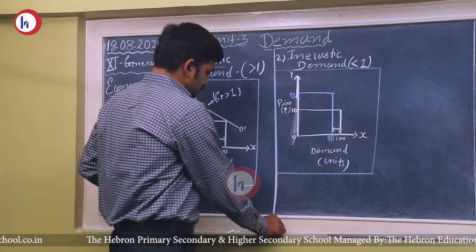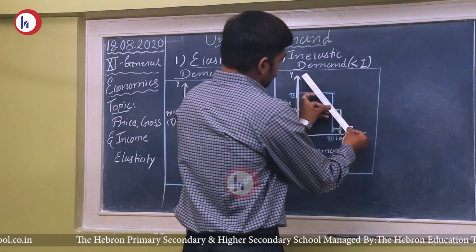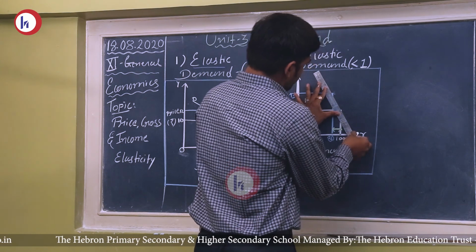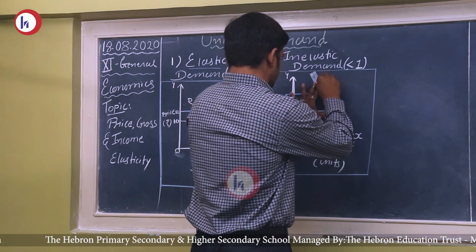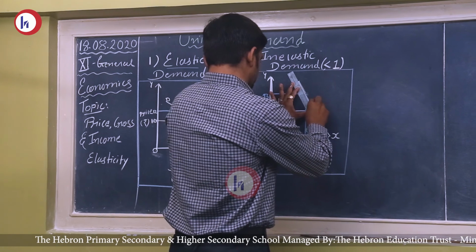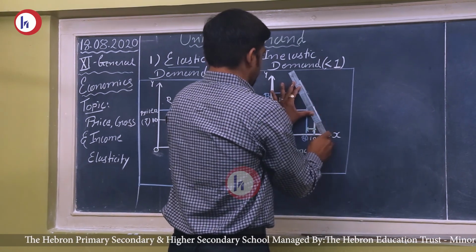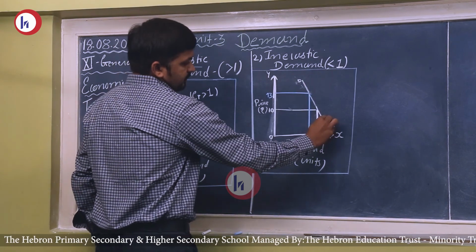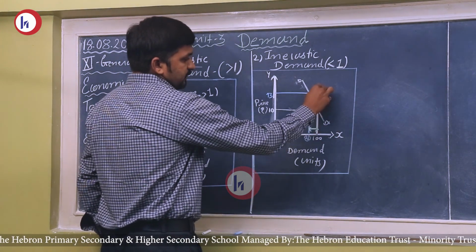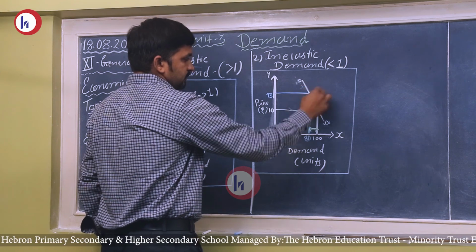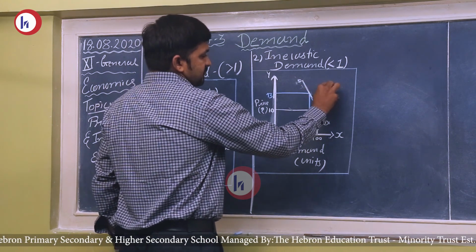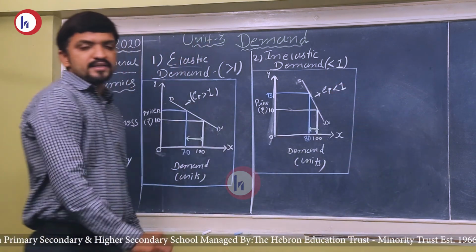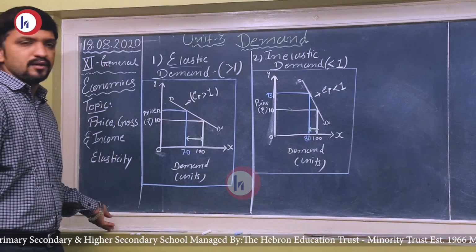Let us draw the demand curve. And let me write D dash, that stands for price elasticity is less than 1. Price elasticity is less than 1.